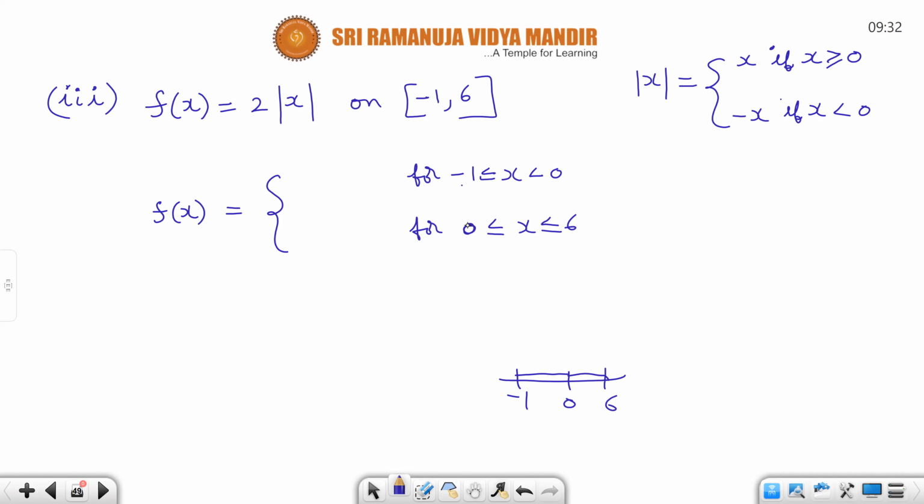So what is the definition of 2 into mod x? In the first interval, because x is negative, mod x is -x, so 2 into -x is -2x. Now the next interval, x is either 0 or positive, so mod x equal to x only, and 2 into mod x is 2x only. Now let us see the derivative.